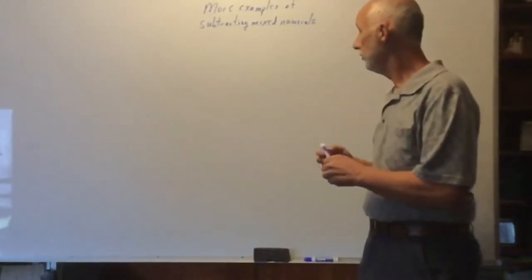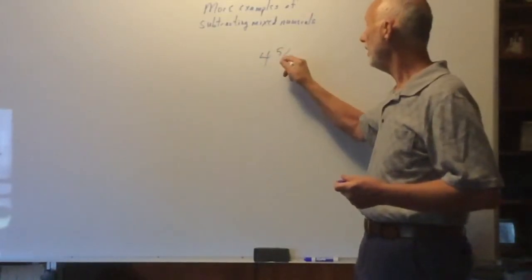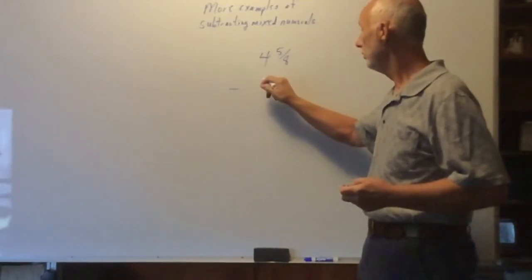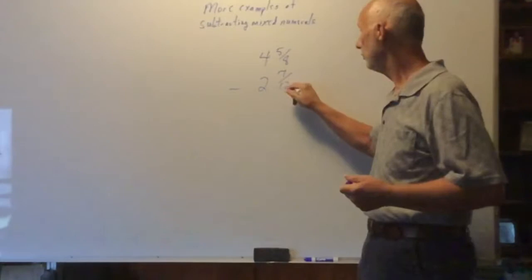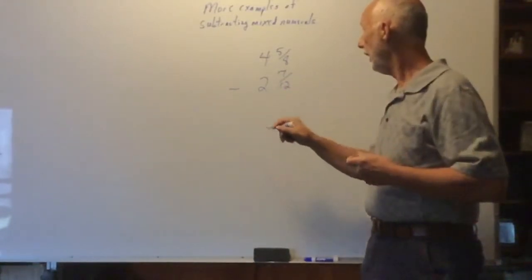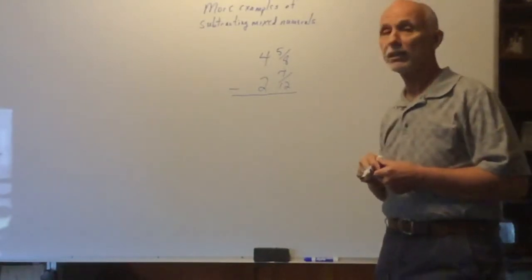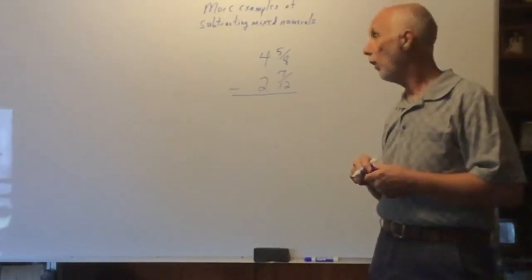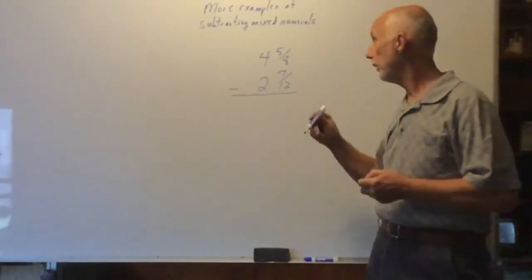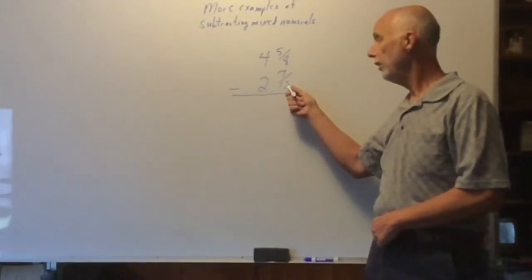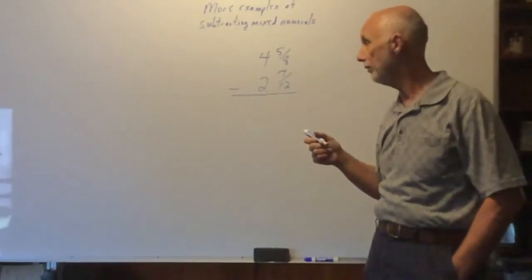If I had something like this, 4 and 5/8 minus 2 and 7/12. Okay, now if I want to subtract, the first thing I have to do is find the common denominator for 8 and 12. Now again, if you don't know it, you pick the biggest denominator, which is 12, and you list the 12 times table until you find something that 8 goes into evenly.